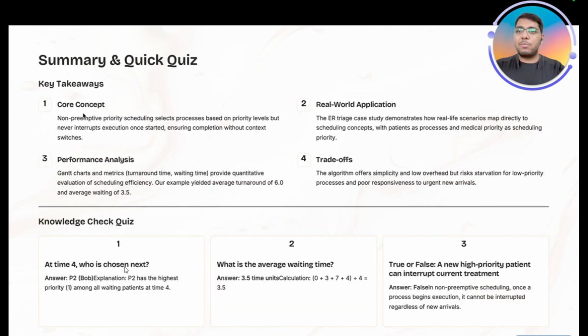And this is a quick summary. The core concept is non-preemptive priority scheduling. For performance analysis, we have seen that the average turnaround time is 6 seconds and the average waiting time is 3.5 seconds. And we can see the real-world application, ER triage, which we have used to explain here based on the patients.